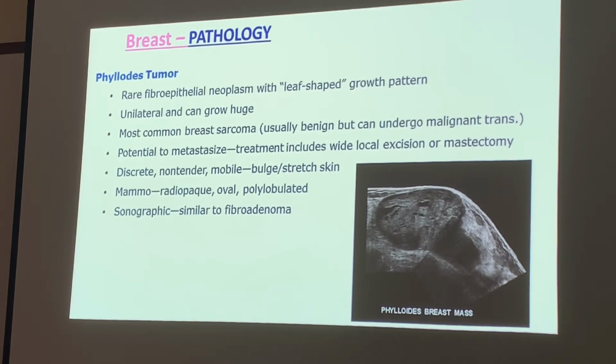It's the most common breast sarcoma, phyllodes tumor. It has potential to spread, and treatment includes wide local excision or a total mastectomy. It is discrete, non-tender, mobile, and may bulge or stretch the skin. Mammogram is going to be radiopaque, oval, polylobulated, and sonographically is going to appear similar to a fibroadenoma.